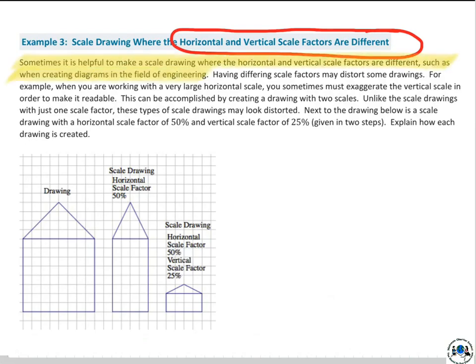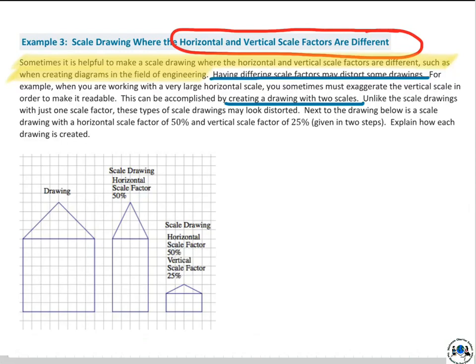So here it says, sometimes it is helpful to make a scale drawing where the horizontal and vertical scale factors are different, such as creating diagrams in the field of engineering. So if you have any engineering dads or moms, and I know at least one of you does in our class, please ask them when this is necessary. I'd really love to hear it from them. But anyway, let's move on.